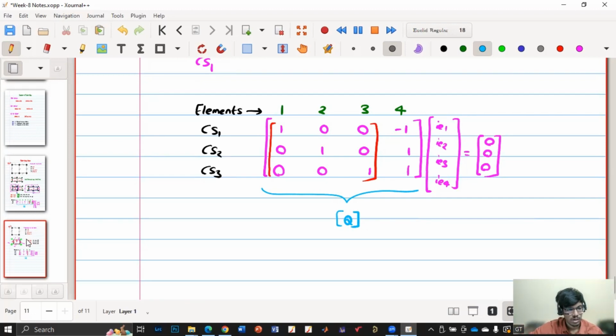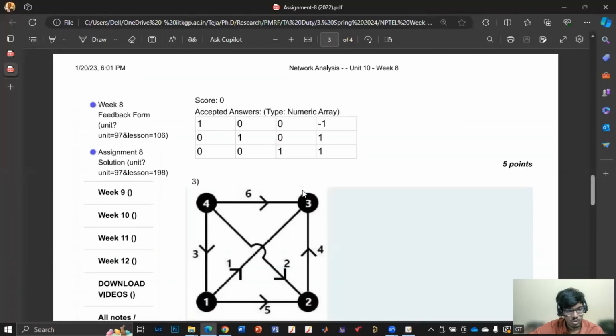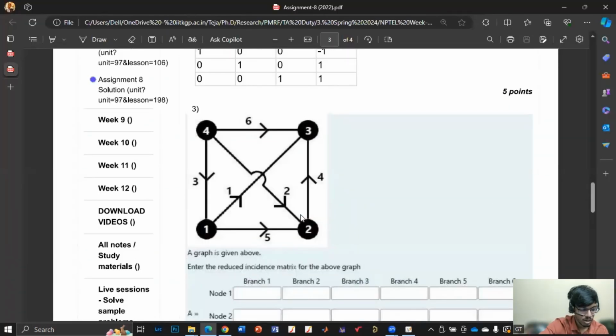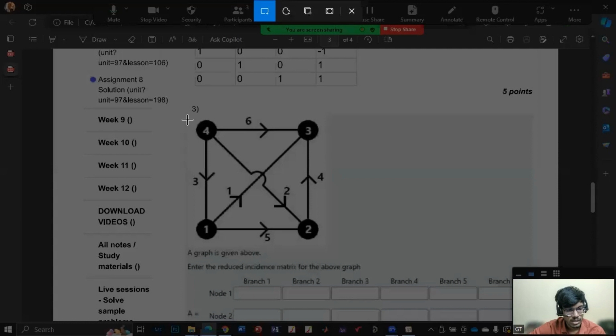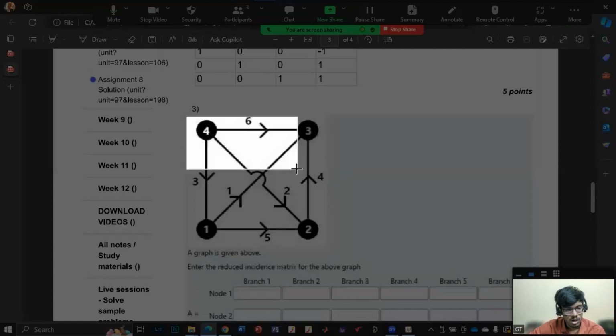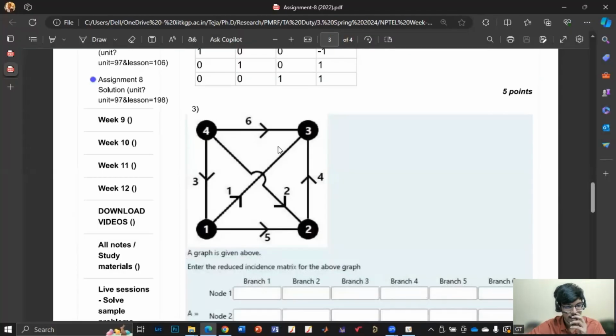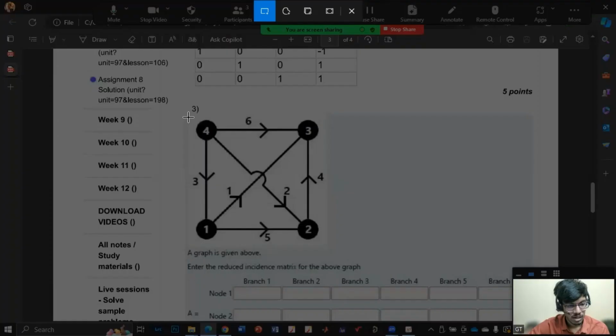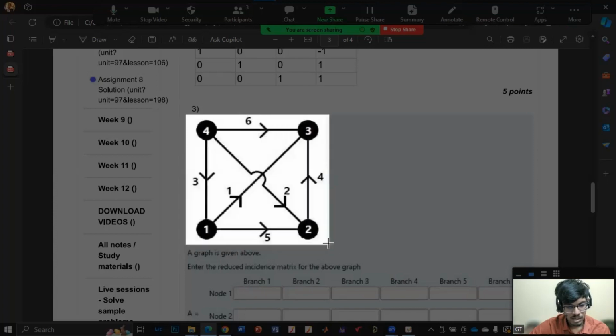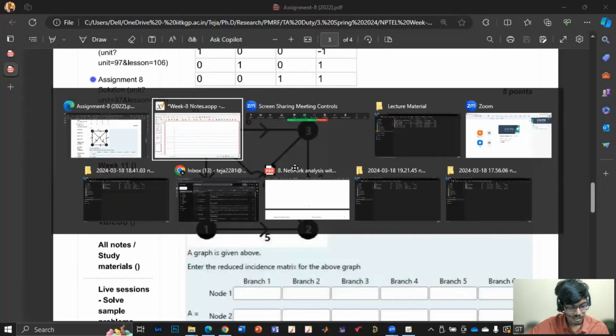Then we'll quickly go to reduced incidence matrix or A matrix. This part will be very easy because you have done KVL, KCL, and this is only KCL, right? So this will be very easy, and there is no confusion here. The other two parts, there is some convention that we need to follow. Here the convention is very straightforward.